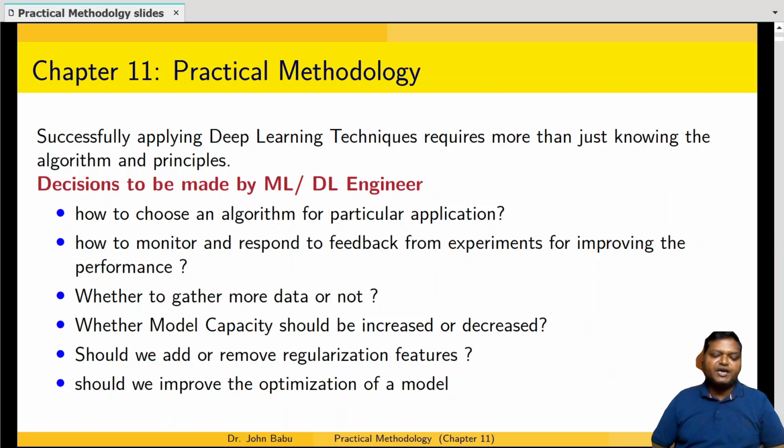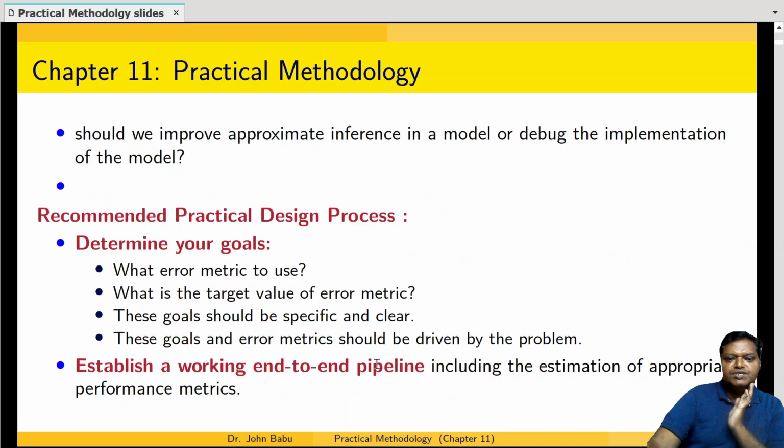Then model capacity. Model capacity means the extent to which it will cover the features. It should be increased or decreased, and which regularization features we should take, whether we apply dropout, L1, L2, or data augmentation, or whether we should abstain from applying those things. Then shall we improve the optimization of the model by choosing different parameters? So these are the different decisions.